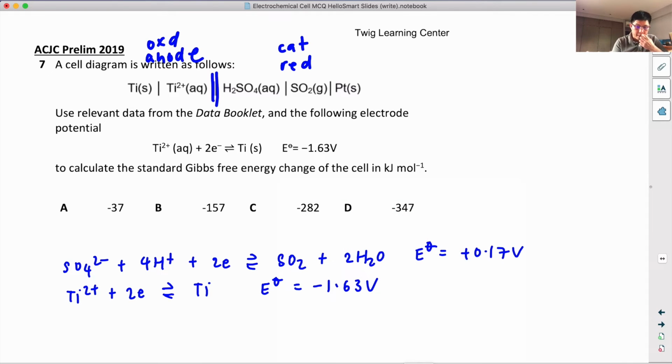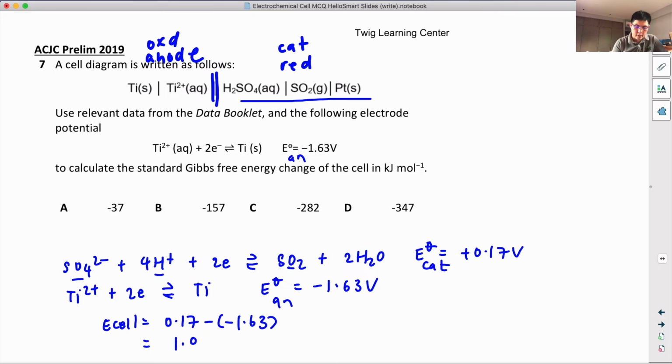They gave you the half equation at the anode, so I'm going to write down the half equation at the cathode. You can see that I have H+, sulfate, and SO2. You can see the values. The one that's more positive is the cathode, and the more negative one is the anode. So this should be the anode. You can calculate your E cell first. E cell is equal to E cathode minus E anode, so it should be 0.17 minus 1.63. That gives you a value of 1.80 volt.